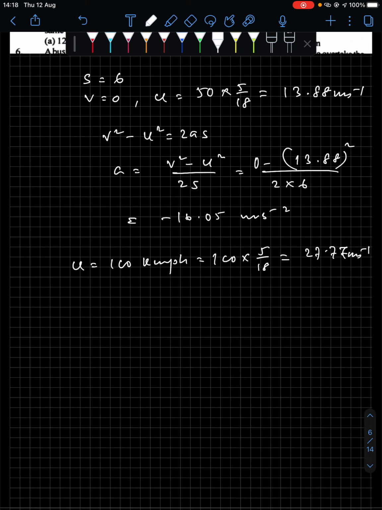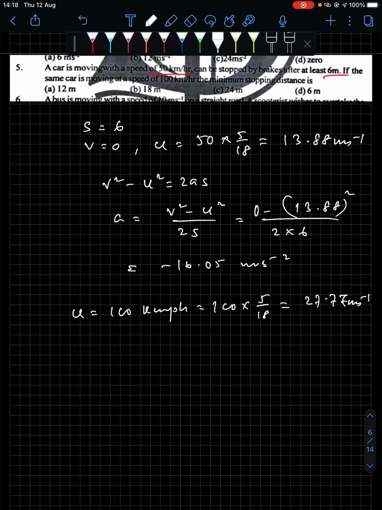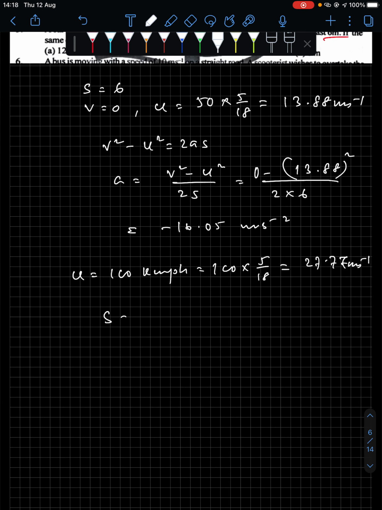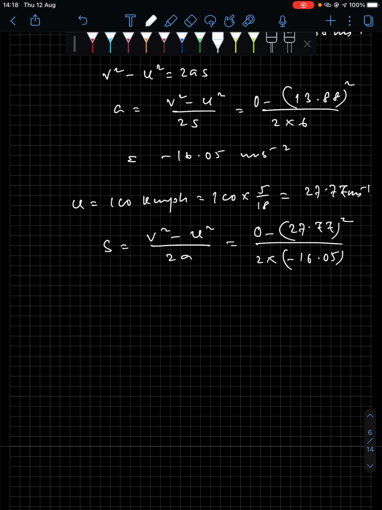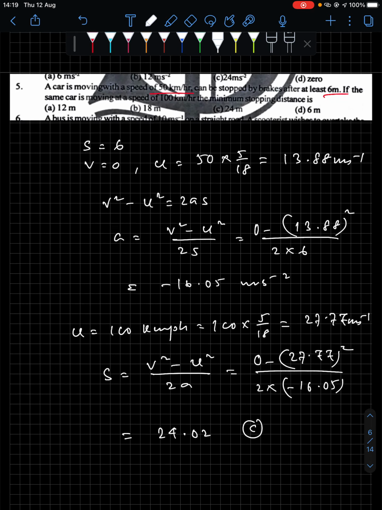Again, v is 0 here, right? So you are finding out s in the second case, the stopping distance. So s equals v square minus u square divided by 2a. So 0 minus 27.77 square divided by 2 into acceleration, which is minus 16.05. Okay, so you'll work out the calculation and you'll get 24.02 as the result. Option number C, 24 meter.